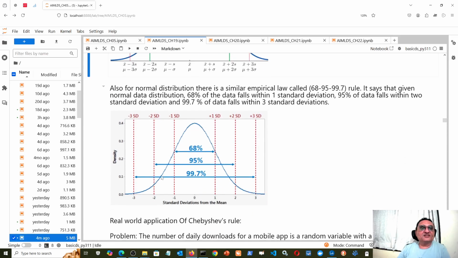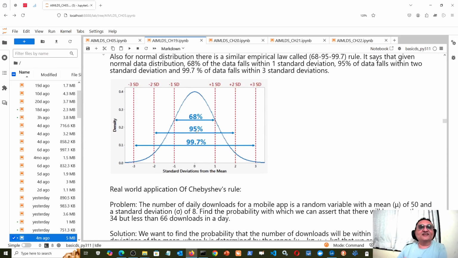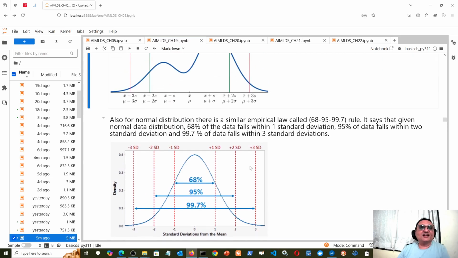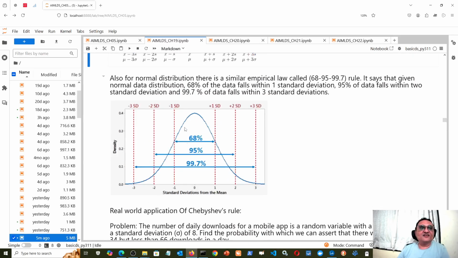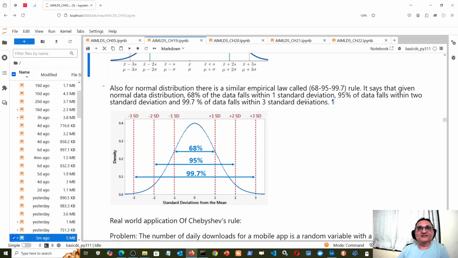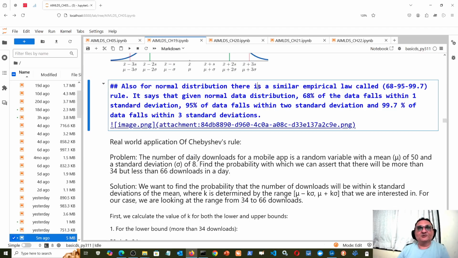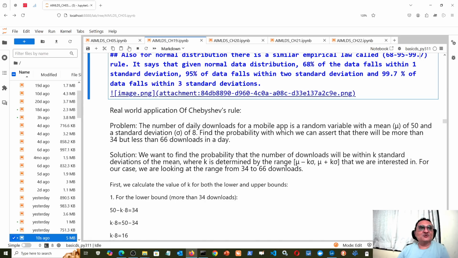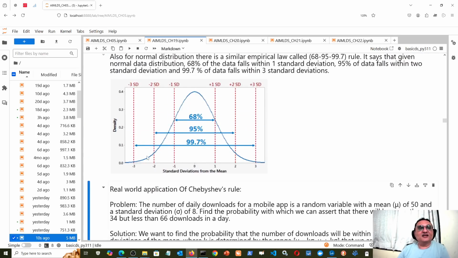Okay, so this is important, and for normal distribution it is even perfectly applied. So one standard deviation 68%, two standard deviations 95%, and three standard deviations 99.7%. This rule is called the empirical rule. This is not Chebyshev's rule, but it is specially derived for the normal distribution, that is the bell curve, and it is called 68, 95, 99.7.